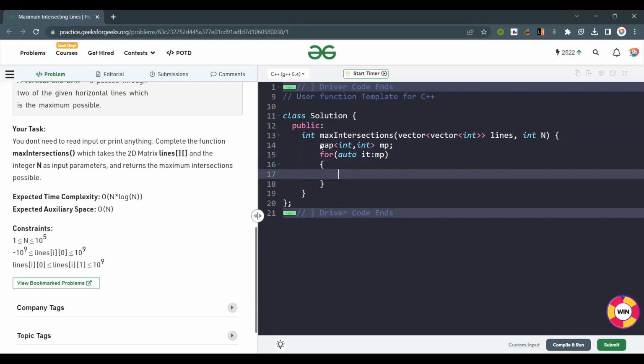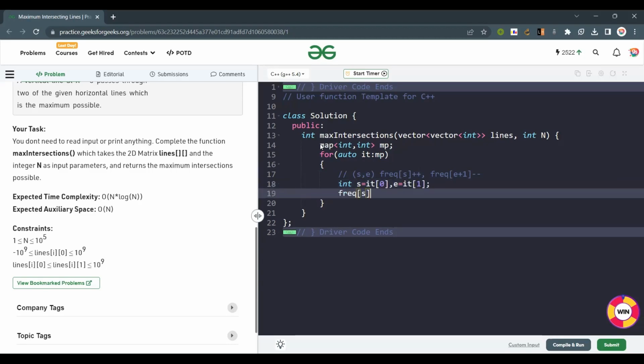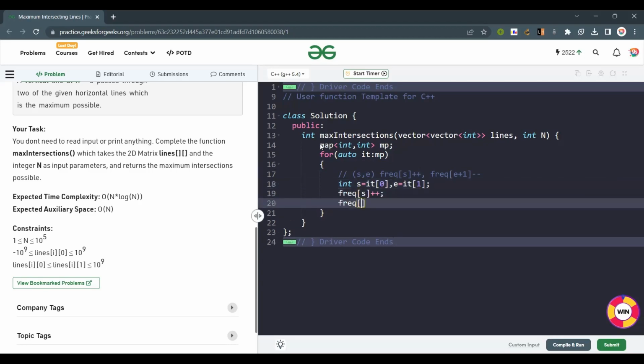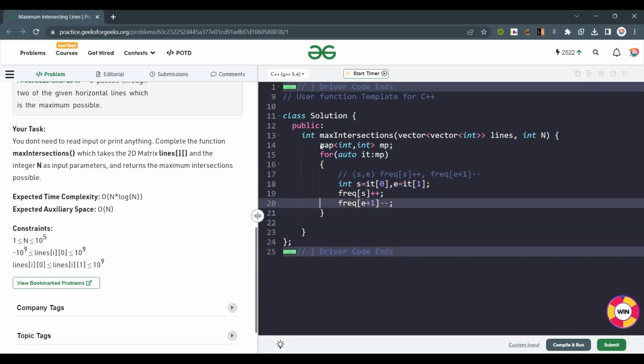I have an interval like S comma E, as I said. And within this, what I will do is frequency of S plus plus and frequency of E plus 1 minus minus. Just do it correctly. So S is equal to it[0] and E is equal to it[1]. So frequency of S plus plus, frequency of E plus 1 minus minus. And we have done this, because we have created a map, so I will do it like this.